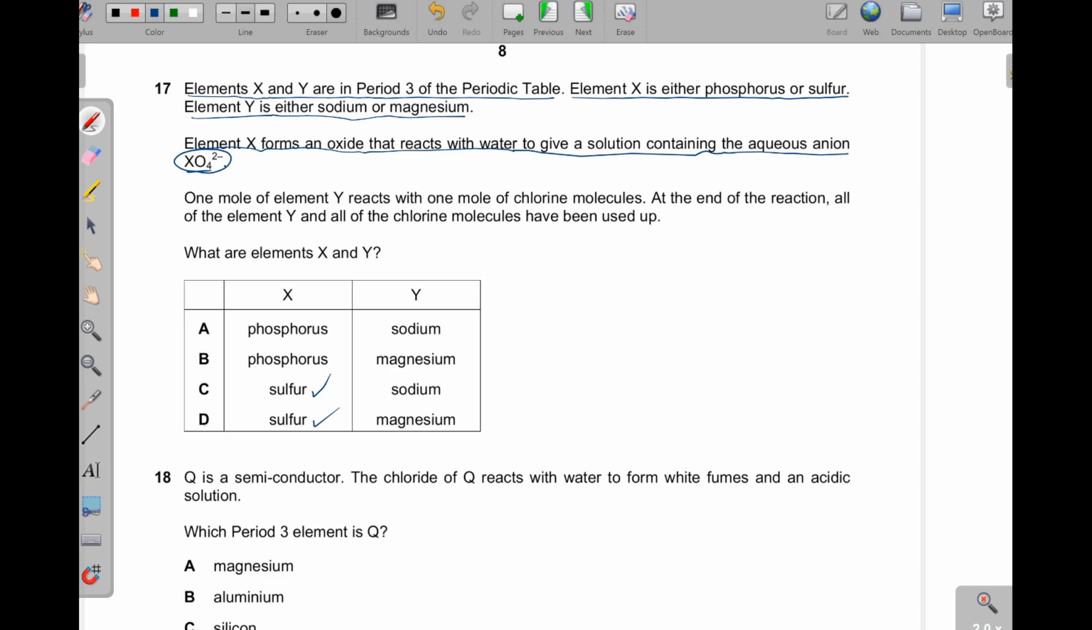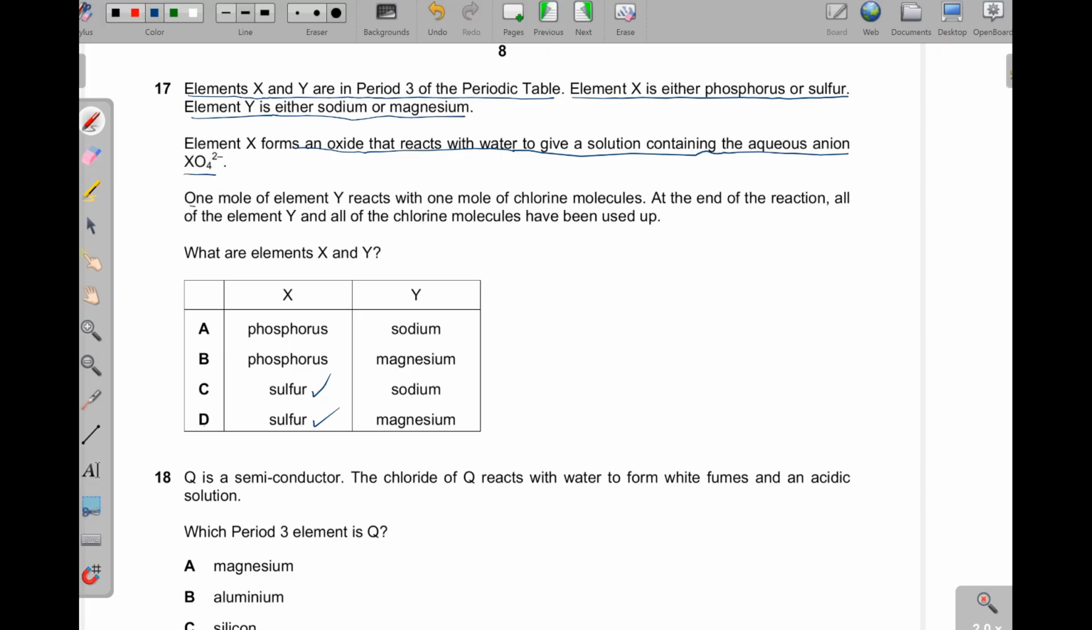And for phosphate, we have PO4 3-. That is the anion we can get from phosphorus. But this one is a minus 2. So that one has to be what? Sulfur, strictly. So we are done with our X.